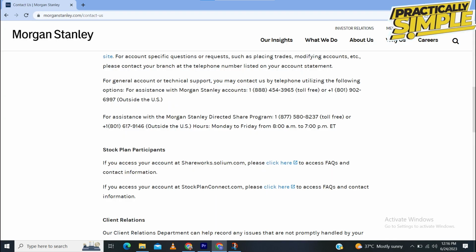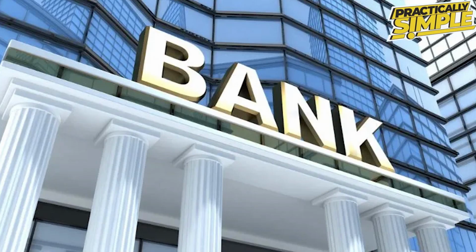So the first thing you can do is simply request an increase to your daily limit. You can do this by calling customer support, or if you want, you can also visit a bank branch and speak with a banker to increase your ATM limit.